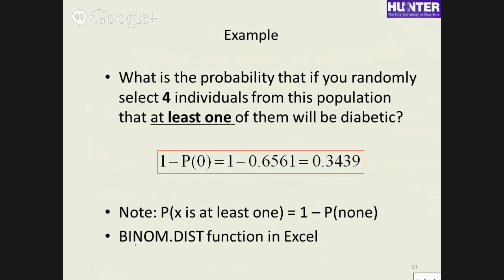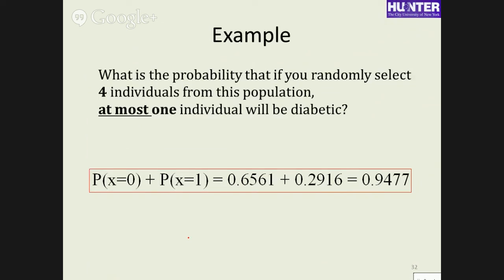In Excel, here's the function binom.dist. Anyone want to guess what the things are you have to give to the binom.dist function to get a result? Number of trials, and probability, the p. One more thing, the x, the number of successes.